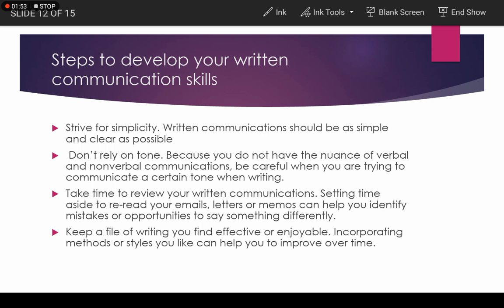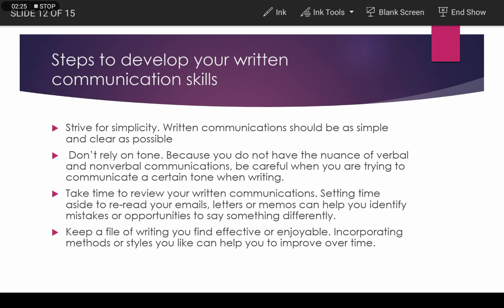Take time to review your written communication. Setting time aside to reread your emails, letters, or memos can help you identify mistakes or opportunities to say something differently. For important communications or those that will be sent to a large number of people, it might be helpful to have a trusted colleague review it as well.